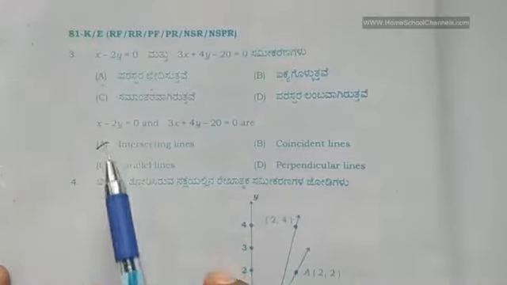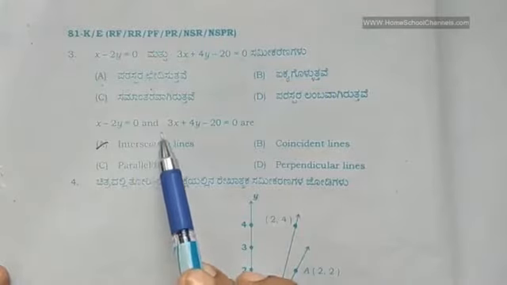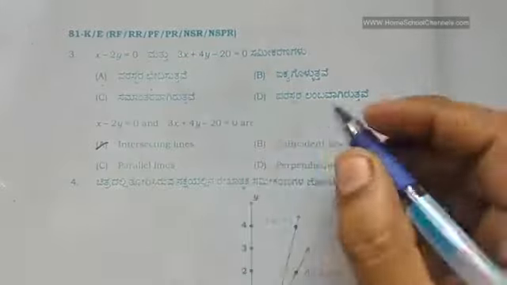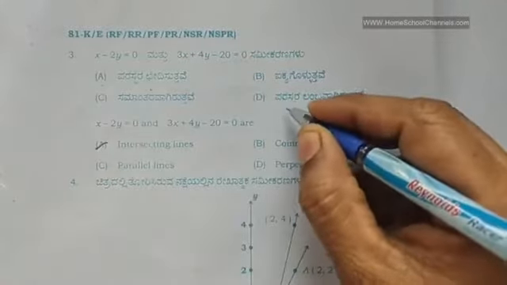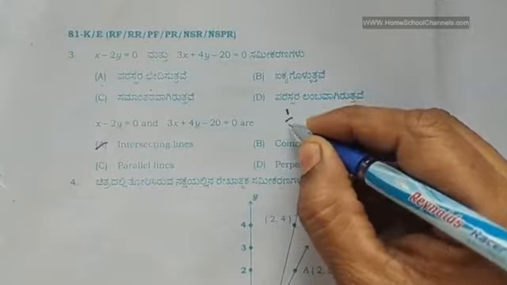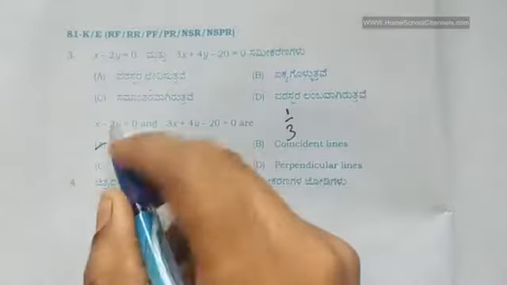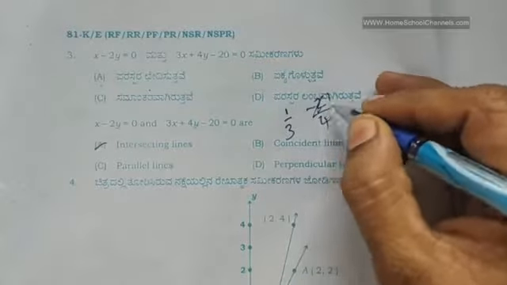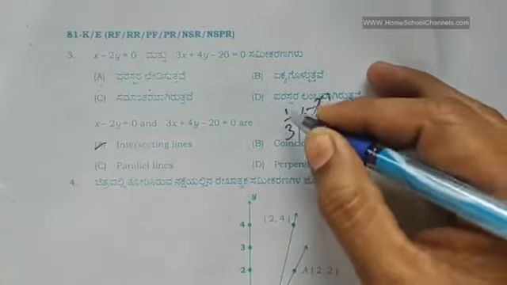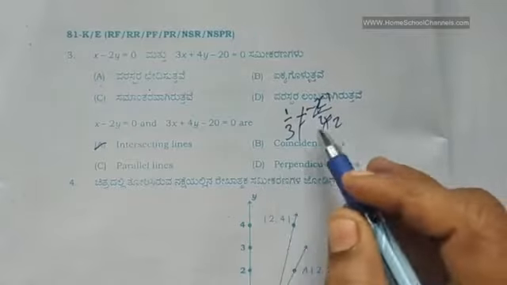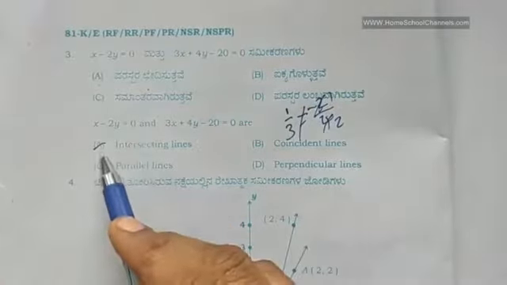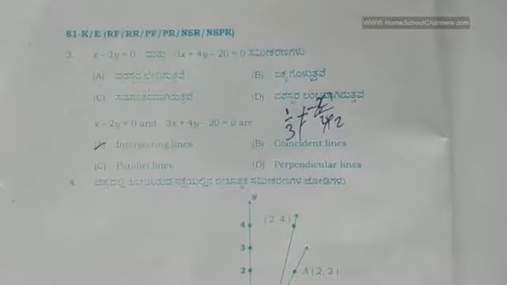Third one, x minus 2y equal to 0 and 3x plus 4y minus 20 equal to 0 are, see here the two lines, you need to compare the coefficient ratio 1 by 3 and here minus 2 by 4. Compare here, this will be minus 1 by 2 and 1 by 3 is not equal. If the two ratios are not equal, the lines are intersecting. So option A, intersecting lines, is the correct answer.